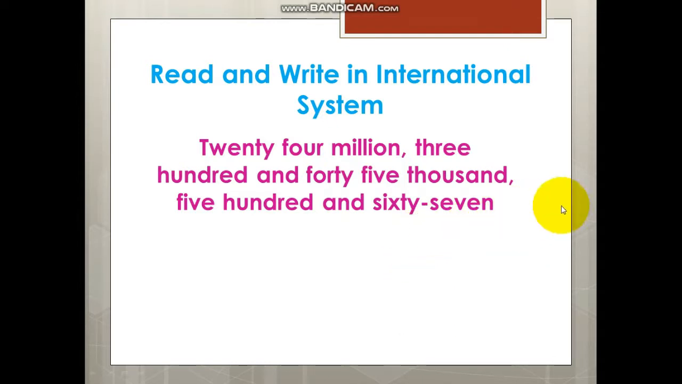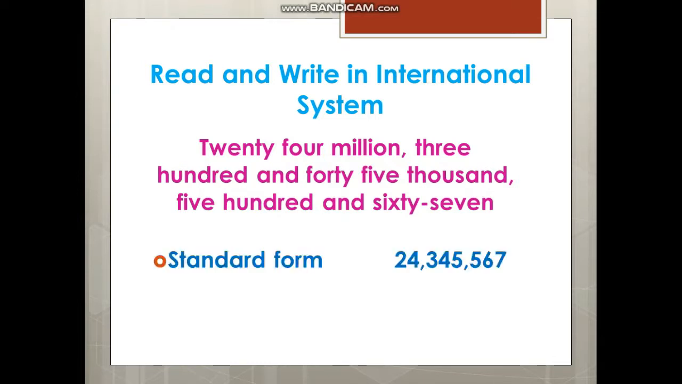One more example. In this example, the number name, or the number in words, is written, and we have to write the standard form of the number. So the number is 24,345,567. So the standard form of this number is this. Here we have put the comma after ones period, then thousands period.